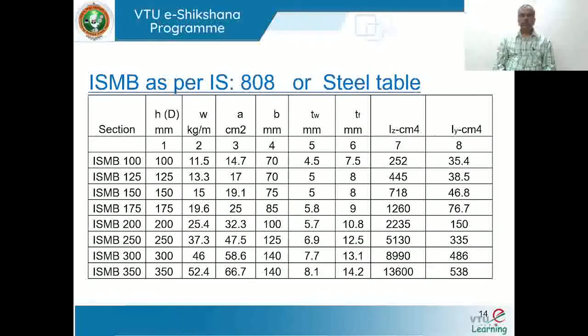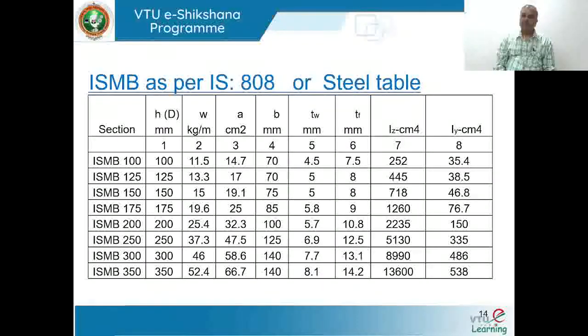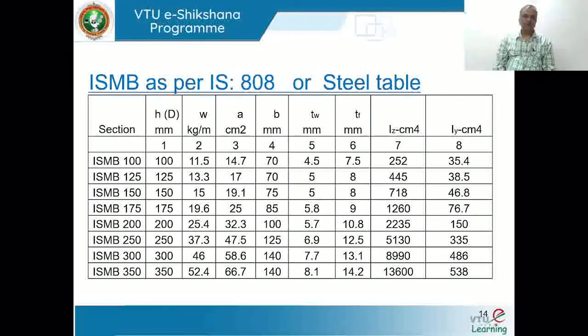Now I have taken the different properties of the I sections, and for that there is a separate code available, IS 808. We have these properties available separately in the steel table, and also in our IS 800, on one particular page as an appendix, we find the properties of I section, where even the plastic section modulus of the cross section we will be able to get. But in many steel tables, plastic section modulus is not available.